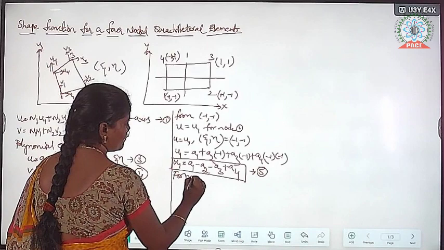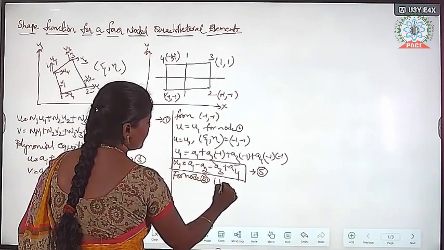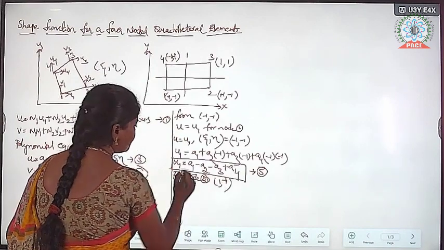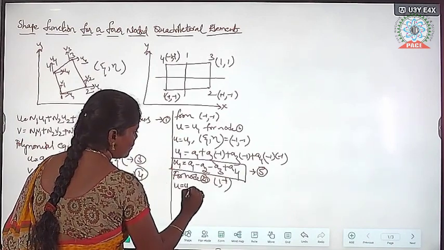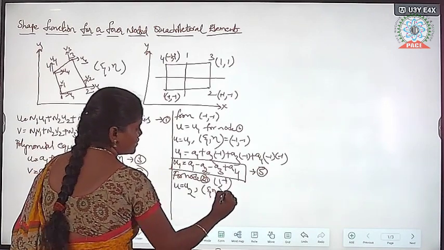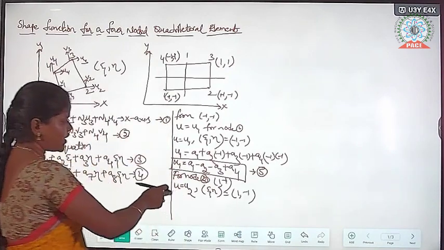For node 2 we are taking 1 comma -1. So for node 2, u is equal to u2. That represents xi comma eta. The xi comma eta values are 1 comma -1. Now substitute again these coordinates in this third equation.